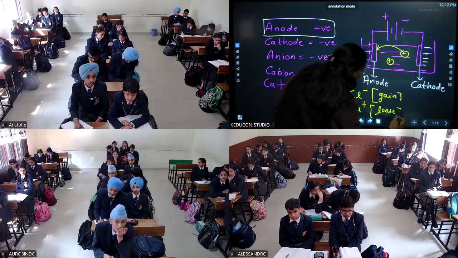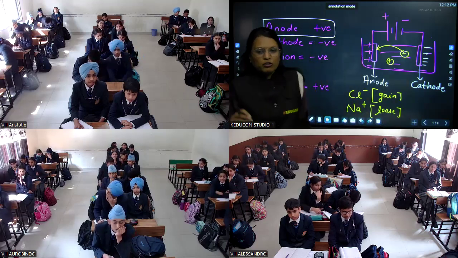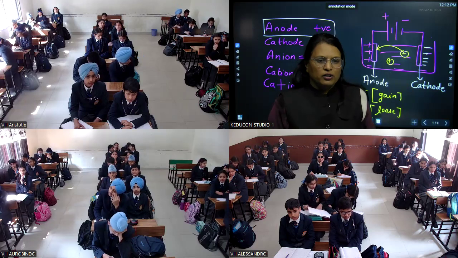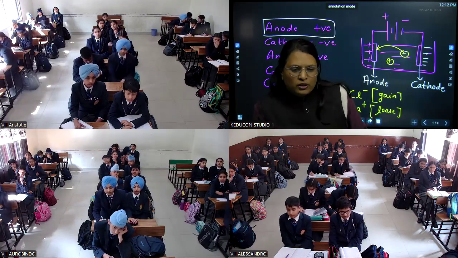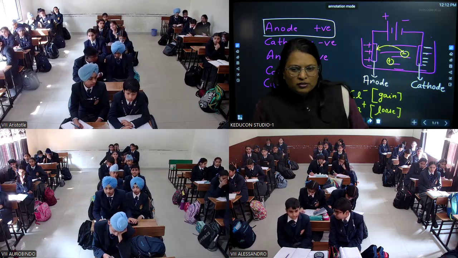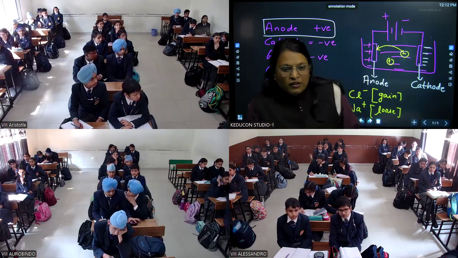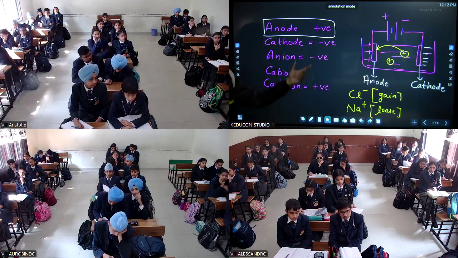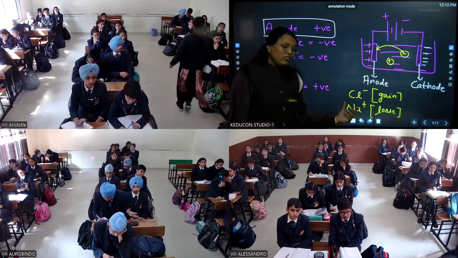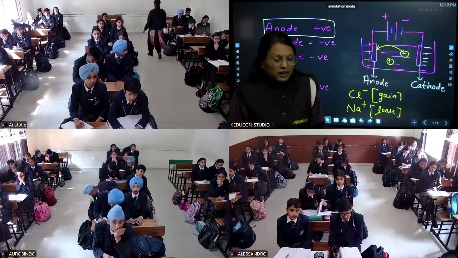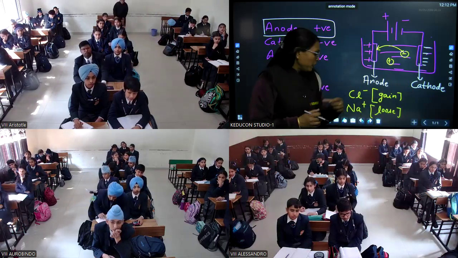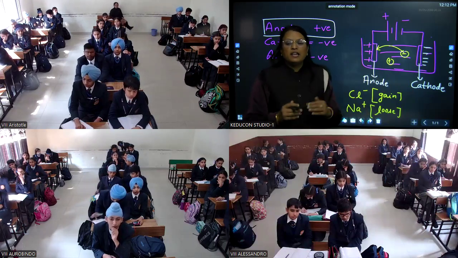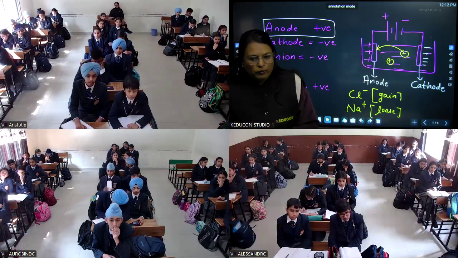Yes. Everyone is getting it? I am getting the response from only one student. What about the rest of the students? Everyone is getting it now. See, the element which has a negative charge on it has gained some electrons. Positive sign means the element has lost some electrons. Is this clear?